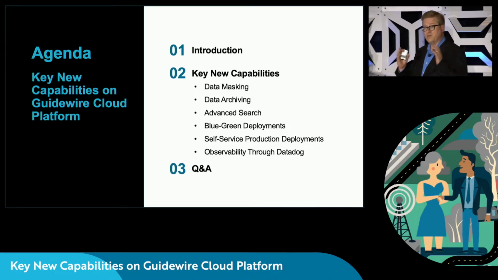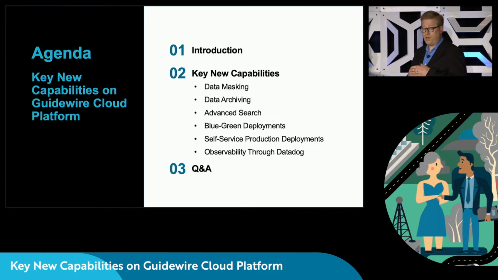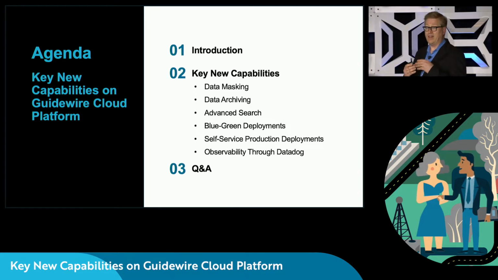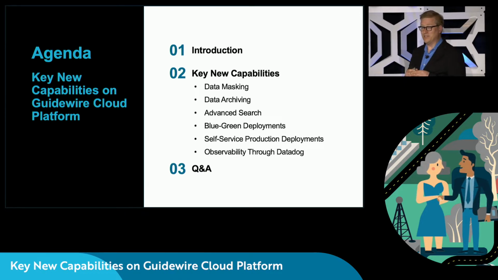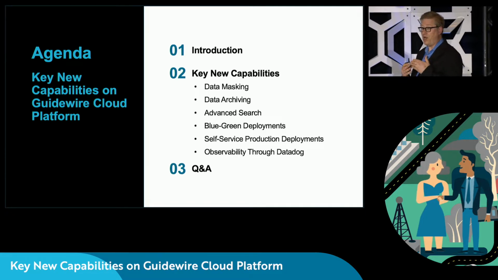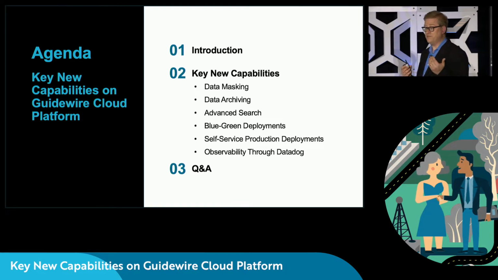So I'm going to give just a brief context, and then we're going to have Avinash and the team go through the different topics. We're going to go through a lot of topics today, so there's a lot of material. You'll have to strap in and pay close attention as we go through. We'll cover data masking, data archiving, our advanced search with Solr, our blue-green production deployments for continuous availability, self-service production deployments, and observability through Datadog.